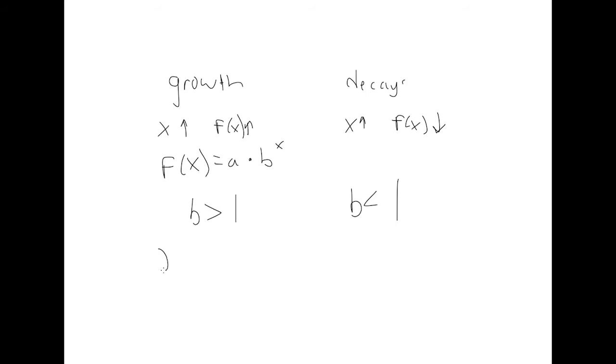So for example, if b was 2, you'd want to multiply by 2 more in order to have a higher f of x, right? So if x was higher, then f of x would be higher because b is more than 1. Because basically you're multiplying by a number, like 2, you're going to double every time. And that would increase f of x.